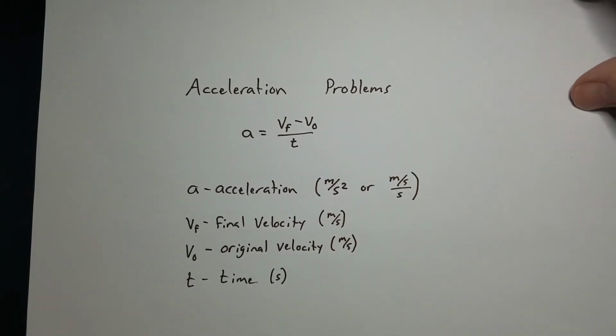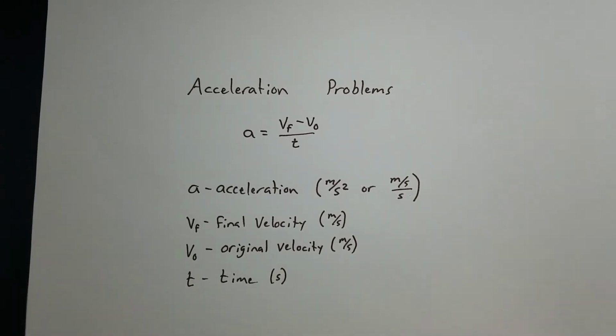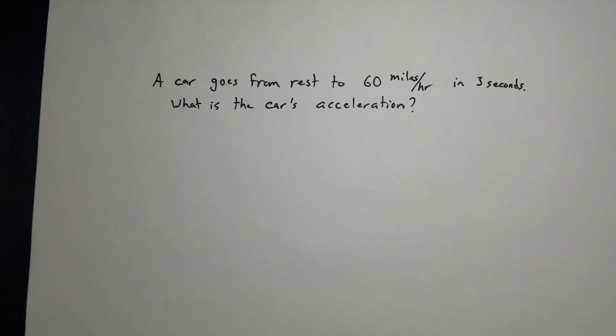So let's look at our first question. We see this in car commercials all the time where they'll say, this car can go from 0 to 60 in so many seconds. So if we look at this question, we've got a car that goes from rest to 60 miles an hour in 3 seconds. And we want to know the acceleration.